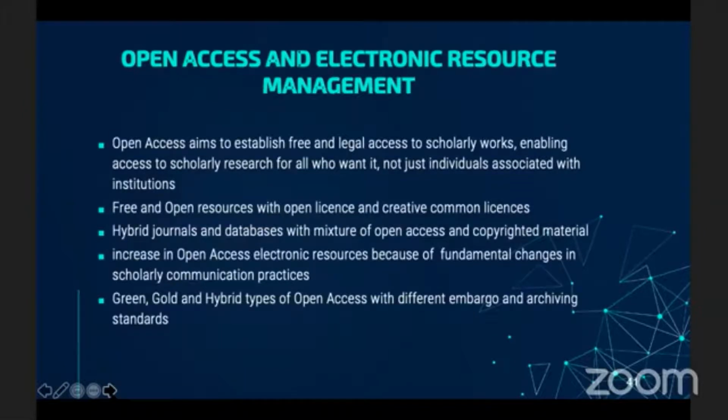Now, I thought I will bring in the issue of open access along with licensing, mainly because of the increasing number of open access initiatives in the past. Free and open resources with open licenses and Creative Commons licenses are beginning to be very common now. Many of the publishers have hybrid journals and databases with a mixture of open access and copyrighted material. Most of the publishers have an increased number of open access electronic resources because of fundamental changes in their scholarly communication practice. They provide green, gold, and hybrid types of open access with different embargo and archiving standards. So when we do the licensing, it is essential to look at the open access section of their licensing, which tells us the library's right to do what they can do and what they cannot do. So go through that one.